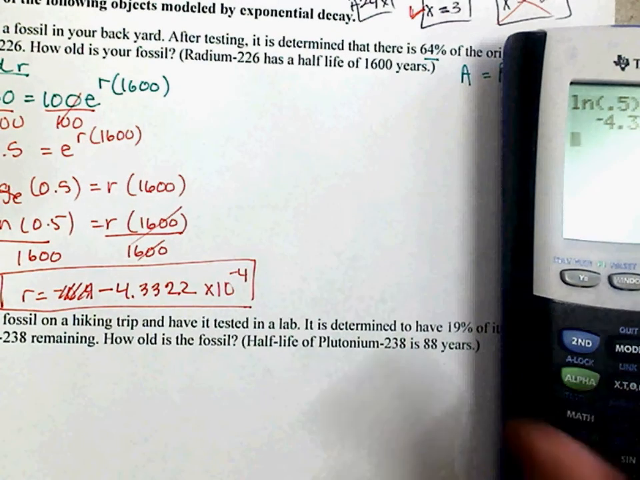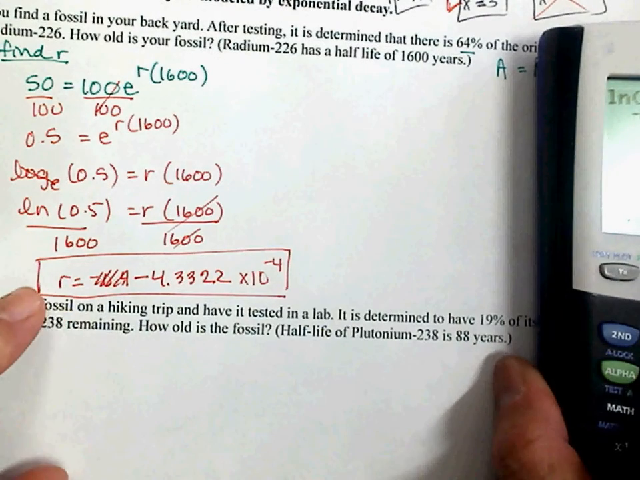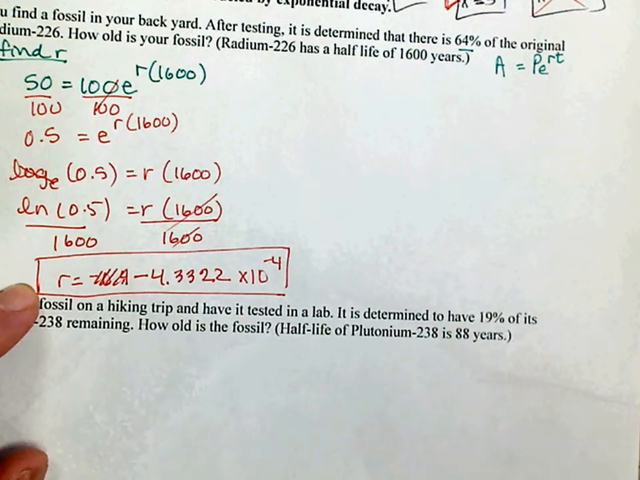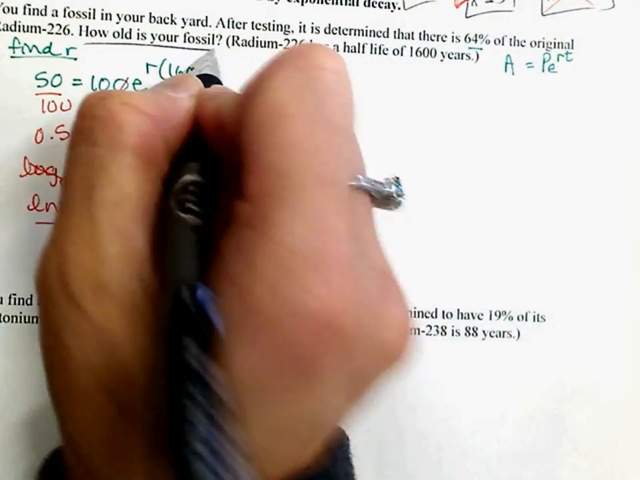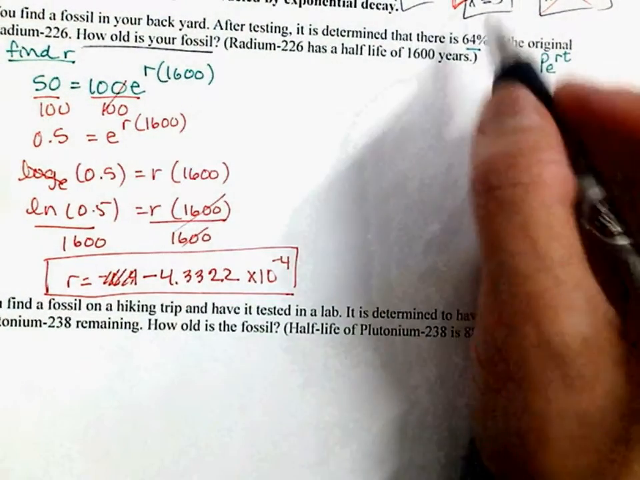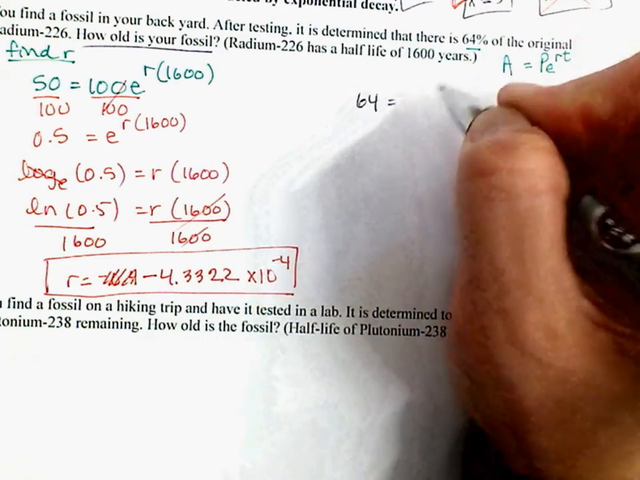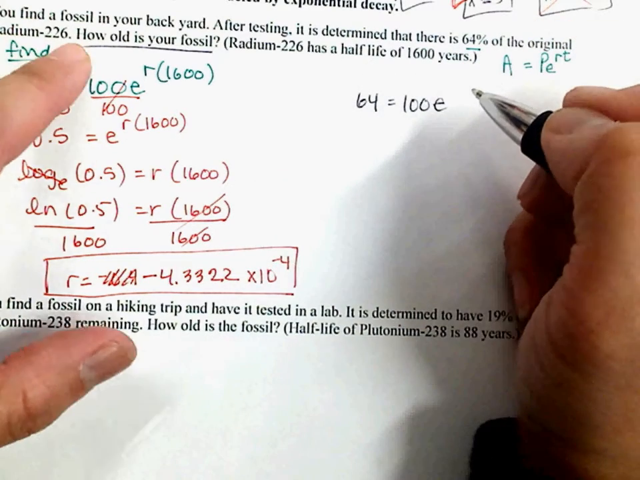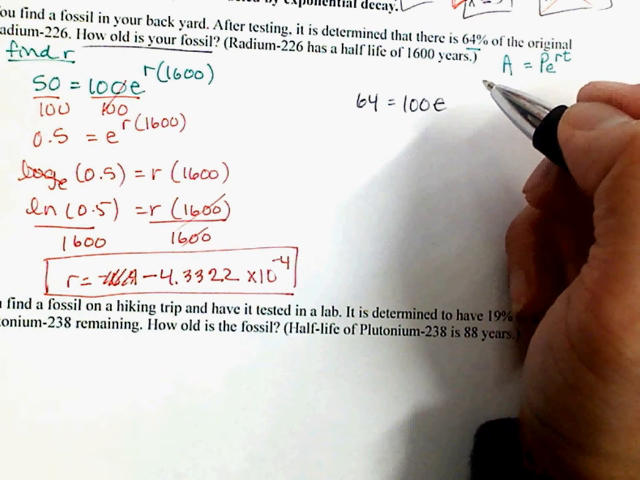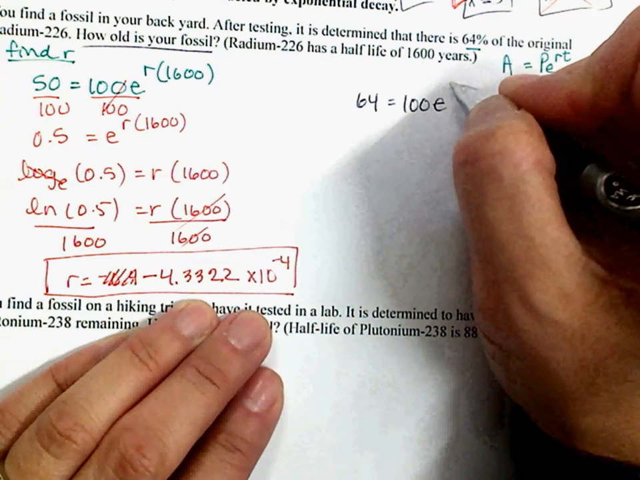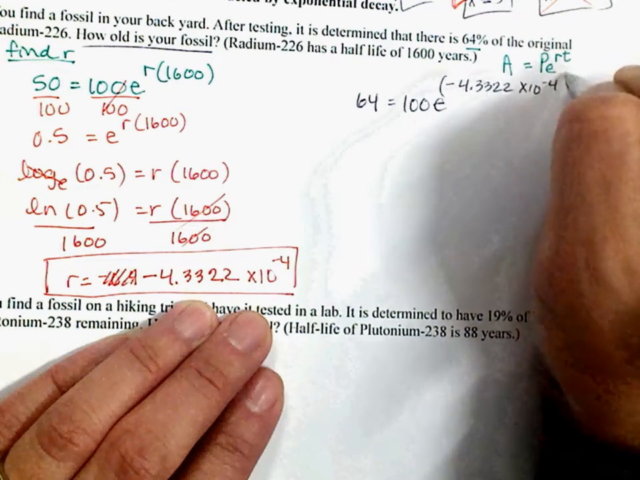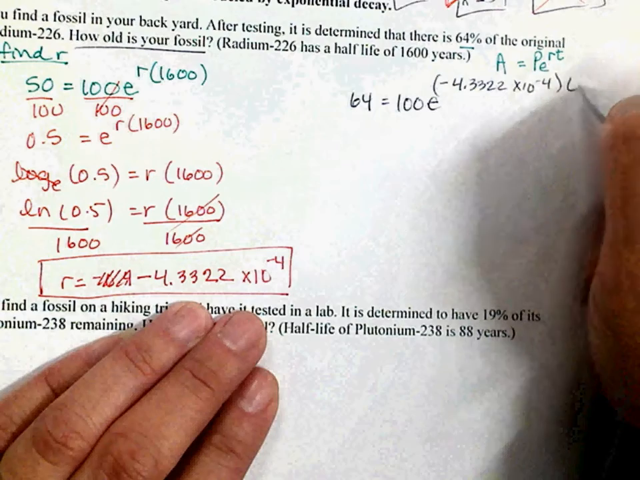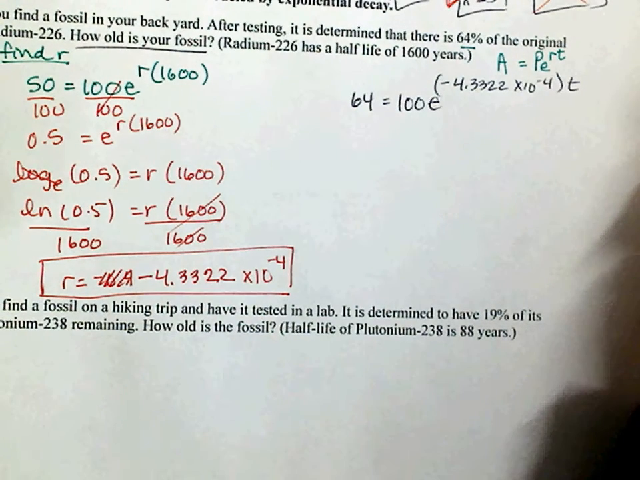Now that you know the rate of decay for radium, you can use that to figure out how old the fossil is, because the question is, how old is that fossil? Well, 64% of it is left. A percent is always out of 100. I'm using radium to figure out how fast it is decaying, and the rate of decay for that is negative 4.3322 times 10 to the negative 4, and I like to put parentheses around mine, times T. T is going to tell me the age of that fossil that has 64% radium. So how do you solve for this?